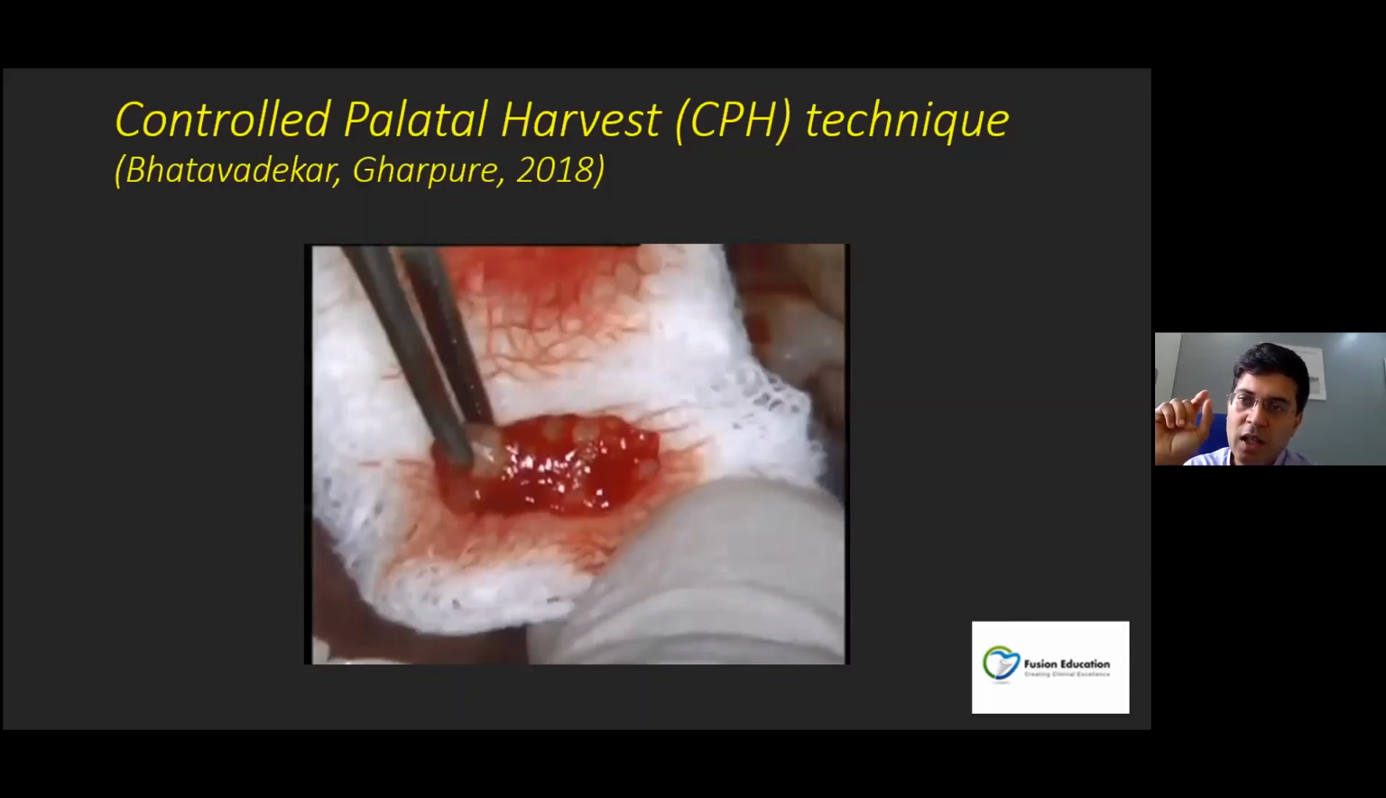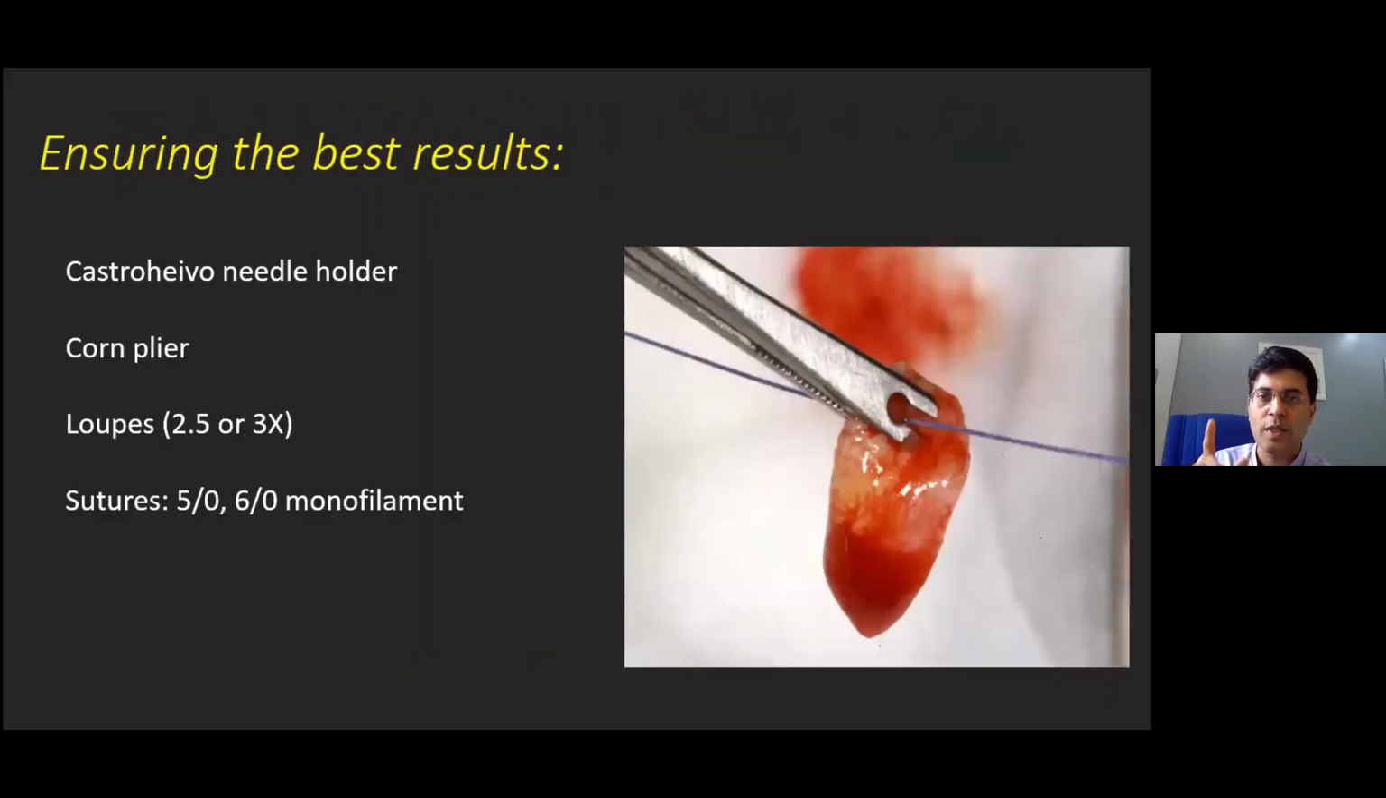Because one of the reasons for failure for soft tissue graft is either the graft is too thin or too thick. So you need to be able to control the thickness quite well. And optimum thickness is typically in the range of 1.5 to 2 millimeters thick. So we need to keep that at the back of our mind.